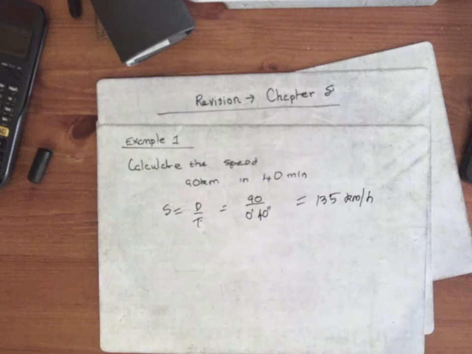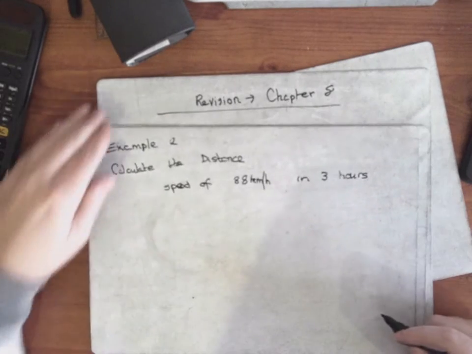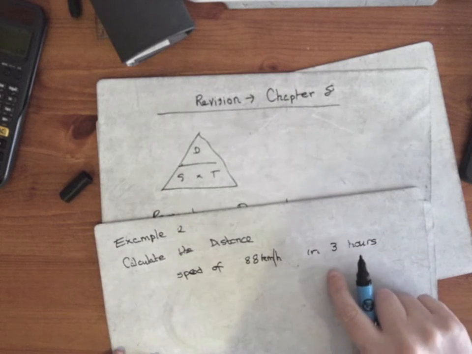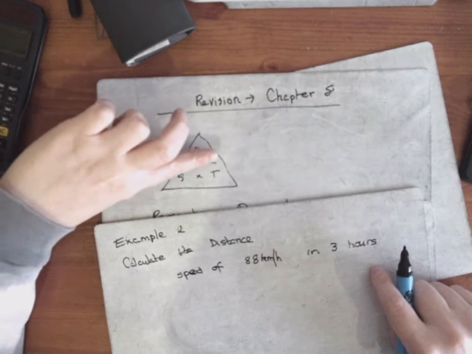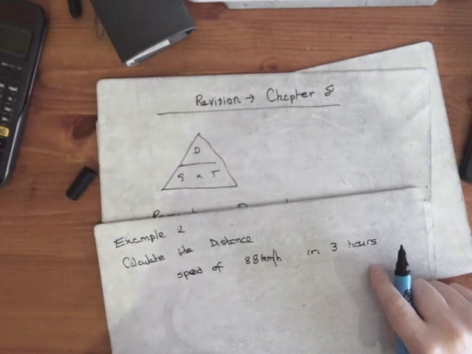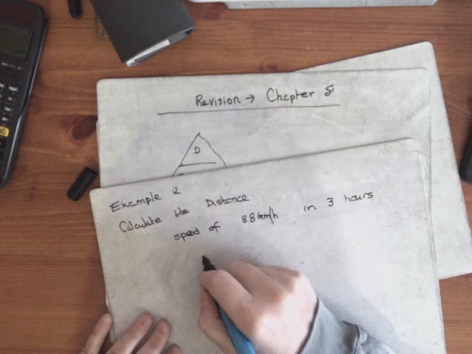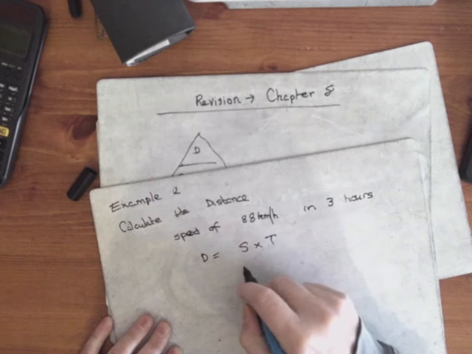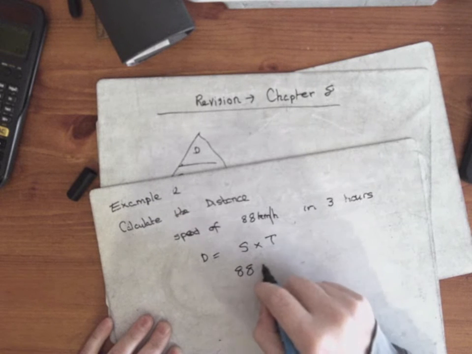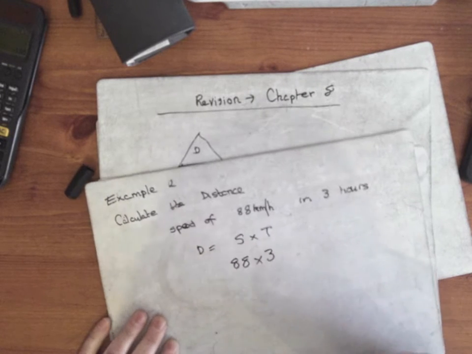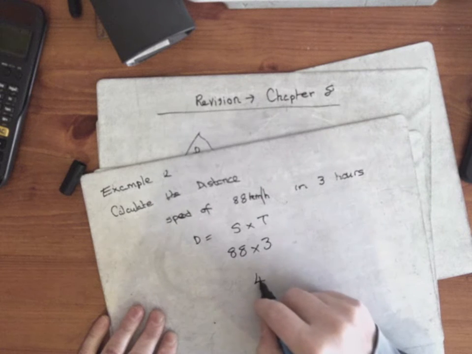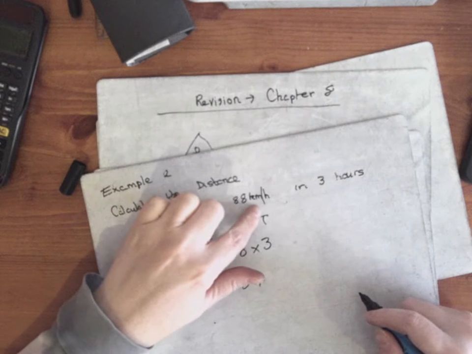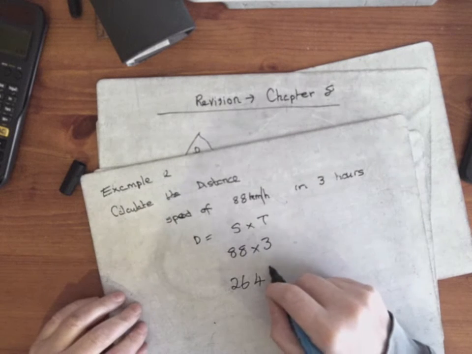Right, example 2. Calculate the distance of a vehicle that's going at a speed of 88 in 3 hours. So we're looking for distance, so cover the D in our triangle. Distance is equal to speed multiplied by time. So the speed was 88, the time was 3. 3 multiplied by 88 is 264. And if this is in kilometers per hour, that means the distance is in kilometers.